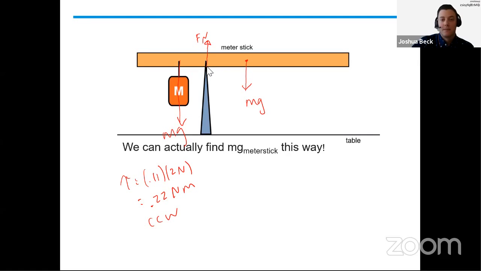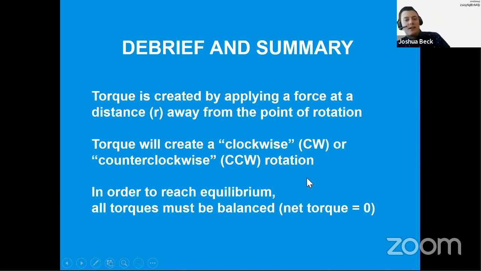Pretty interesting. So just to kind of summarize today, we said that a torque is created by applying a force at some distance away from a point of rotation. We've got to have that force offset from that point of rotation. Torque will either create a clockwise or a counterclockwise rotation. So we're less focused on whether the force is up or down and more focused on whether it creates a clockwise or a counterclockwise rotation. Because remember, an upward force on one side can create the same torque as a downward force on the other. In order to reach equilibrium, these torques have to be balanced.